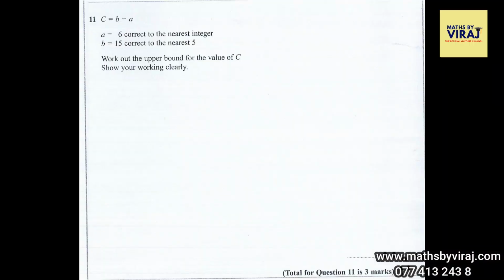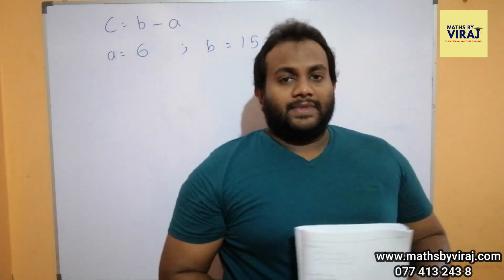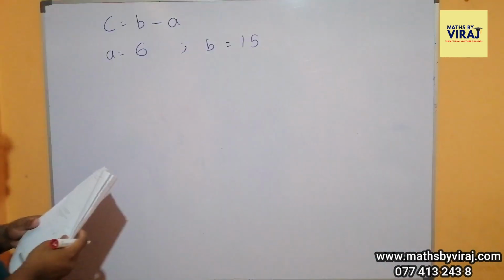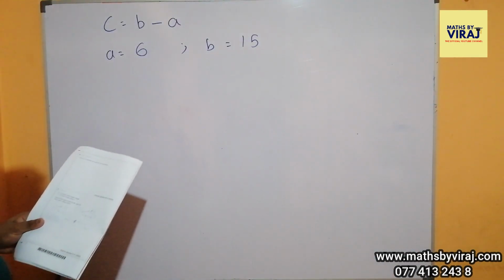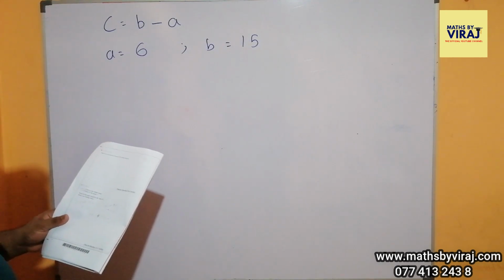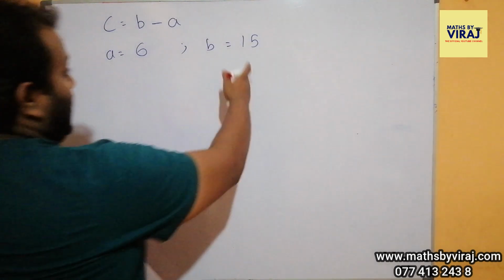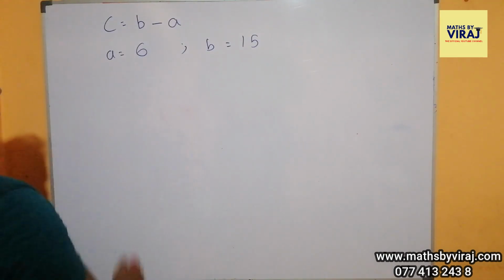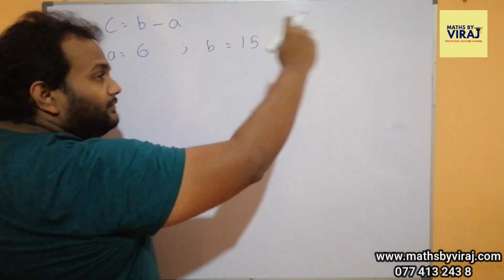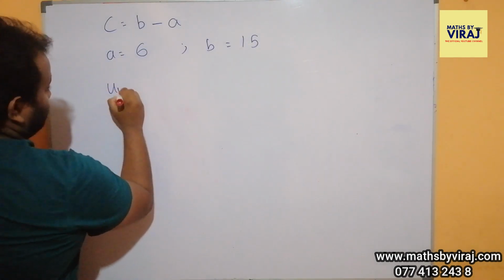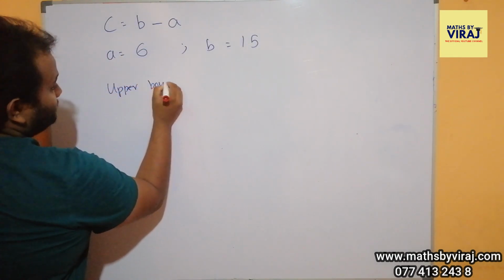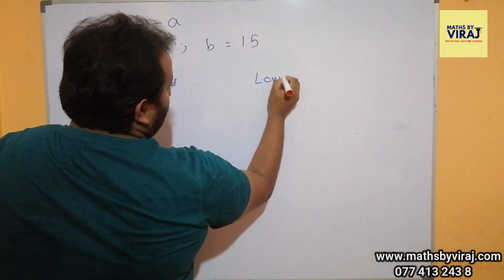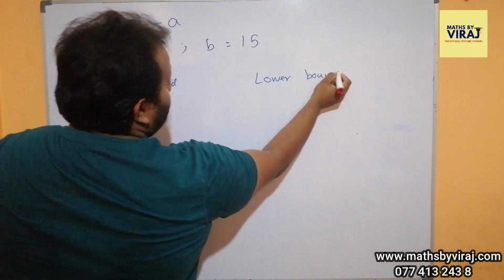Children, question number 11 asks us to find the value of C to its upper bound. As you can see in the 11th question, A is equal to 6 and it is correct to the nearest integer, and B is equal to 15 where it is correct to the nearest 5. So there are two values that you should find: the upper bound and the lower bound.